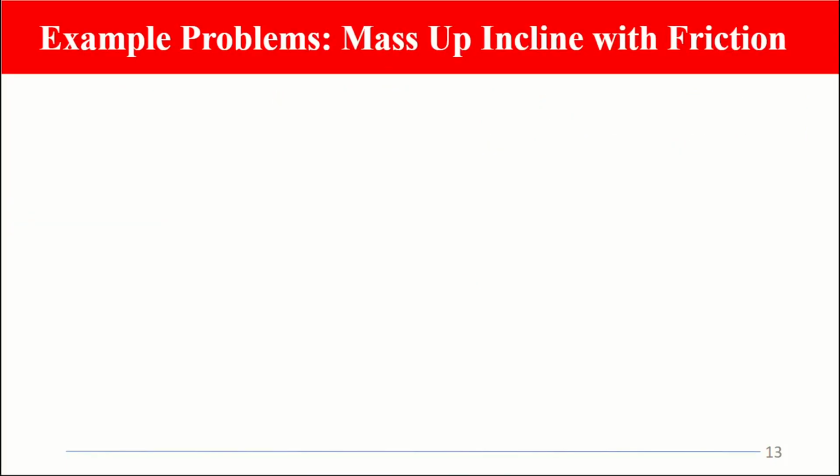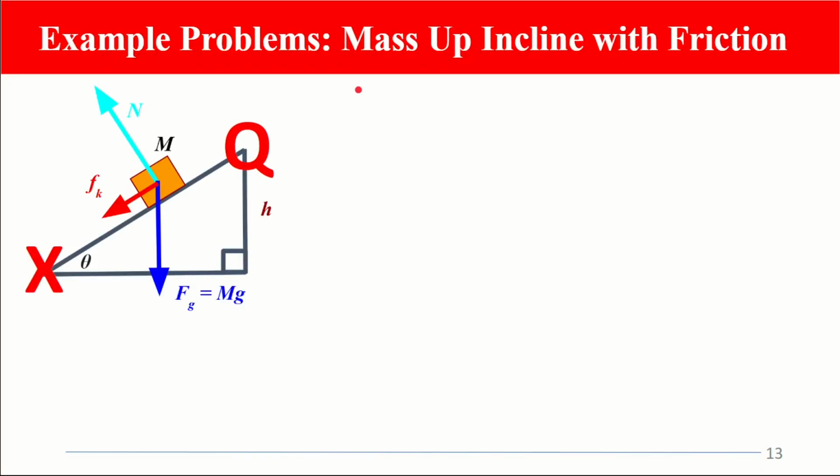All right, now let's take a look at one last example. We're going to be taking a look at a mass that is going to be going up an incline, but this time with friction. So let's suppose we got a mass, call it m, and it starts at point x, and then eventually we want it to get up to point q.